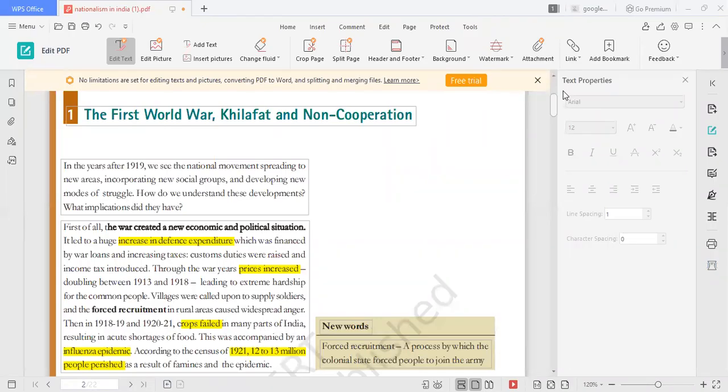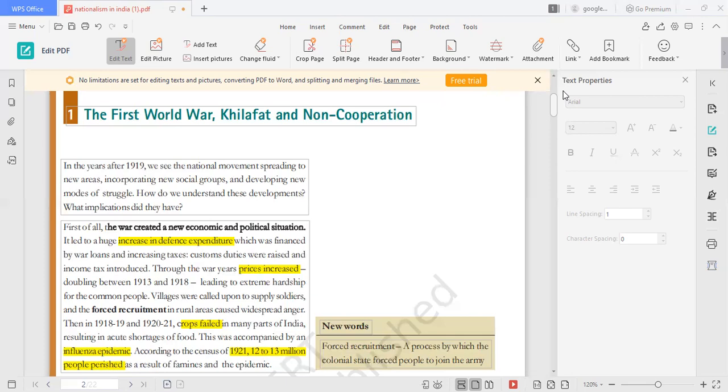Hello everyone. This is Grade 10 CBSE Nationalism in India Part 2. In this part, let us see what were the economic and political situations created by the First World War, the idea of Satyagraha, and various Satyagraha movements organized by Gandhiji. These are the three things we are going to see in this part 2.